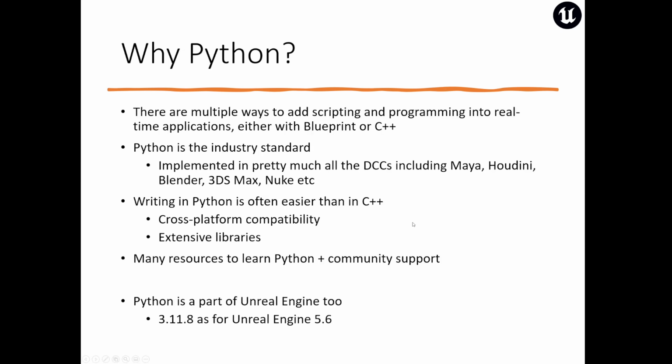Unreal Engine supports scripting through blueprints, C++ and Python. So why Python in this case? Python is widely used across the industry. It's used in Maya, Houdini, Blender, Nuke and more. It's easier to learn than C++. It works cross-platform and has tons of libraries and community support.